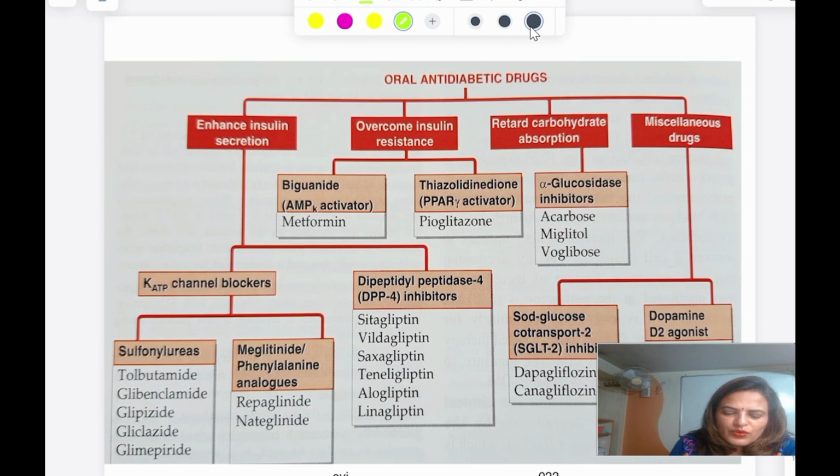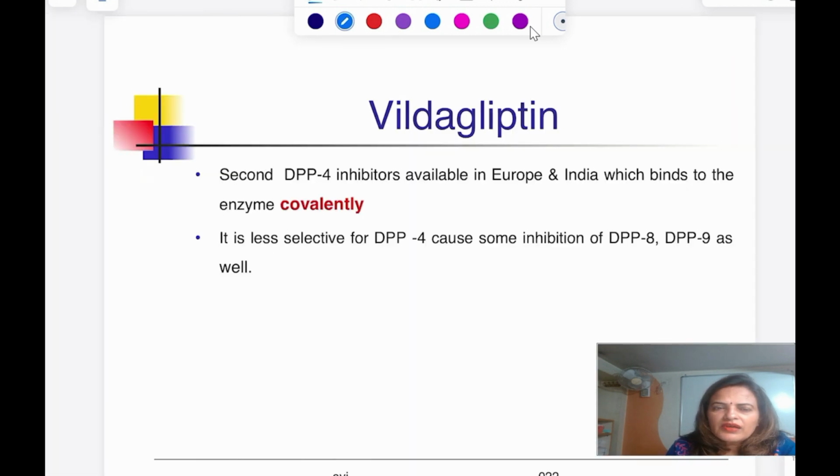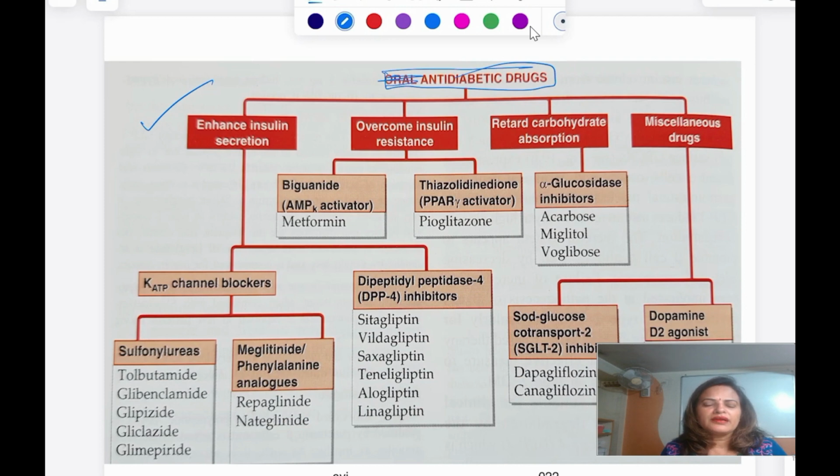Here they have written oral, because I have covered even parenteral. In this classification you won't be able to see exenatide and liraglutide or GLP-1 analogues or agonists. That's why the word oral anti-diabetic. But this is a very important question: classify anti-diabetic drugs. You must see whether it says oral or anti-diabetic. If it is oral, then you can use this classification. If it is an anti-diabetic drug, then you have to write even parenteral.